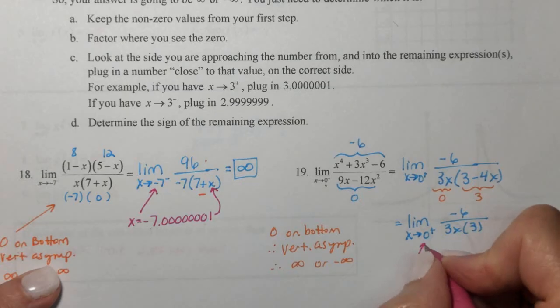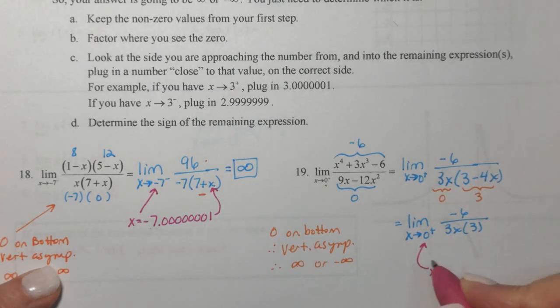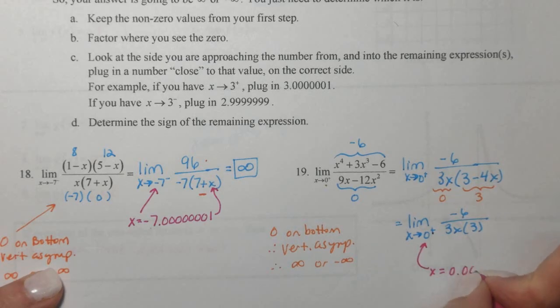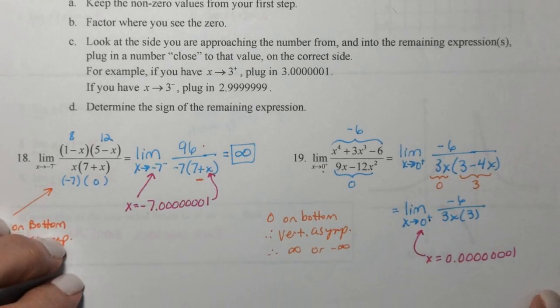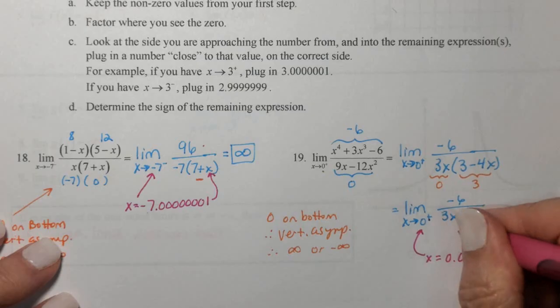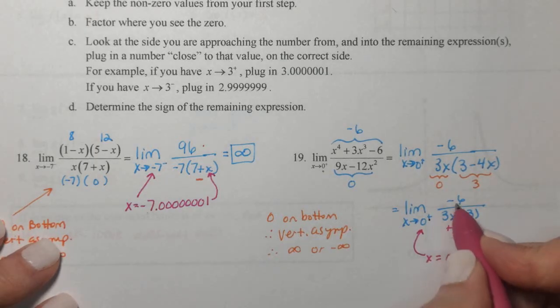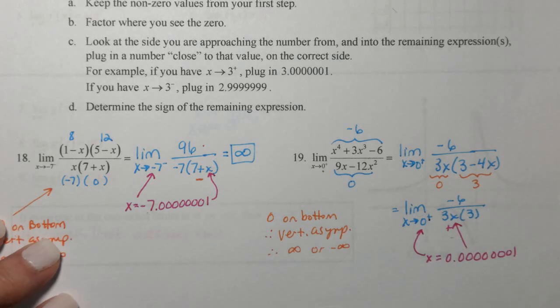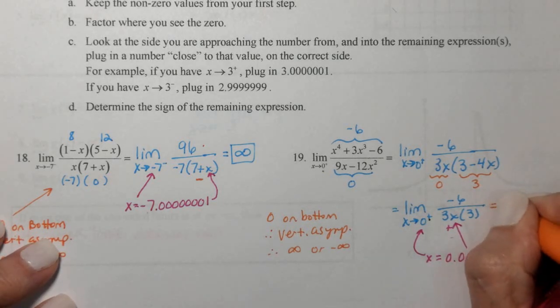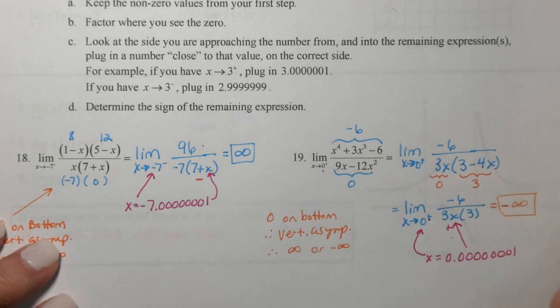I'm going to plug in a number just to the right of 0. So like 0.00000001, just to the right of 0. And I'm plugging it into that x. So yes, it's going to be 0, but it's positive. So I have a positive on the bottom, I have a negative on top. So this limit is -infinity. And that's how we do those.